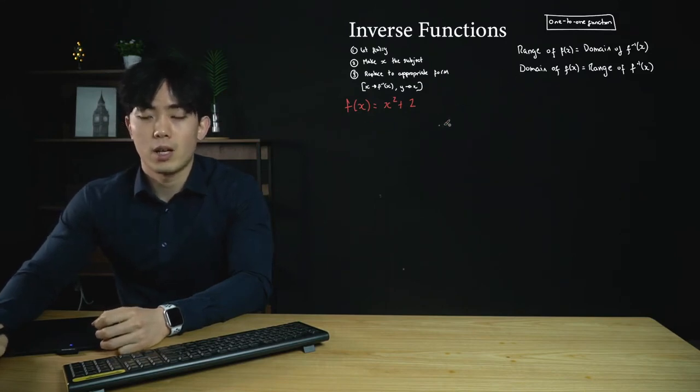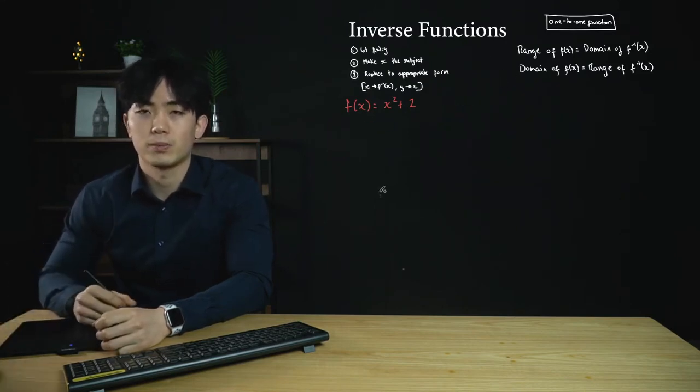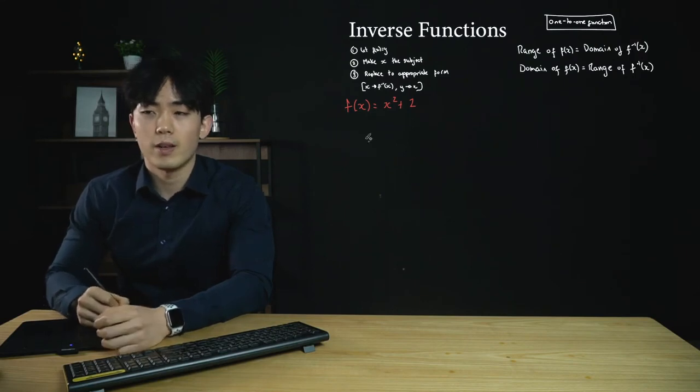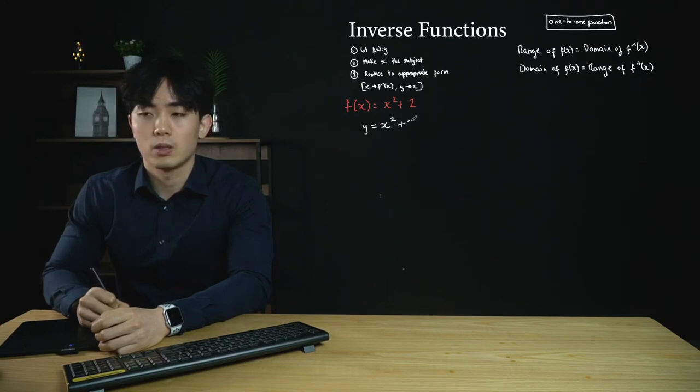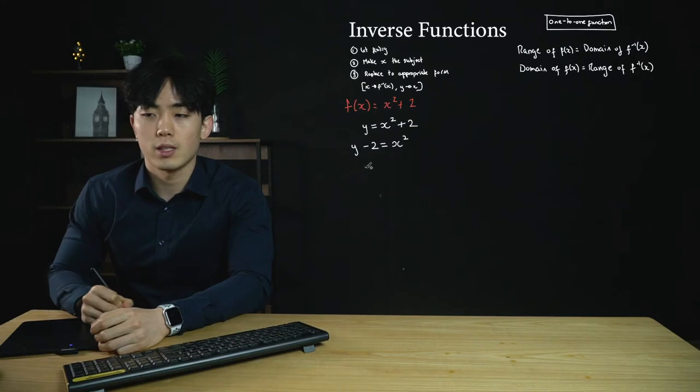So we've got our function f of x is equal to x squared plus 2. First of all, finding the inverse, we let y equal to the function, so y is equal to x squared plus 2. We then rearrange for x, so we have y minus 2 equal to x squared. And then if we square root this, then we'll just be left with x.